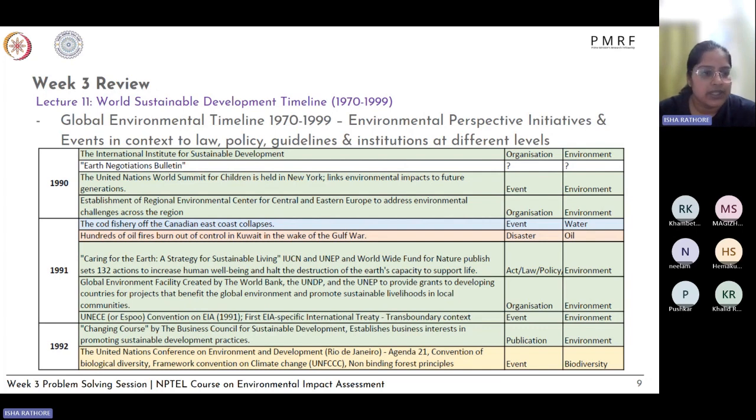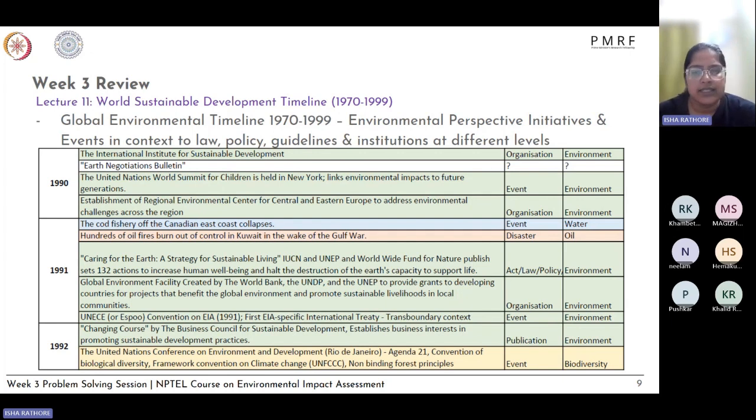We also had the UNECE Espoo Convention on EIA in 1991. So this was the first EIA-specific international treaty, which looked at the transboundary context, like how different countries' emissions and things affect other countries as well. So it looked at this transboundary context.